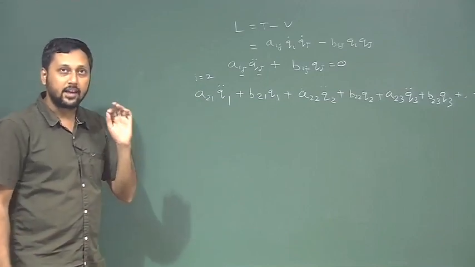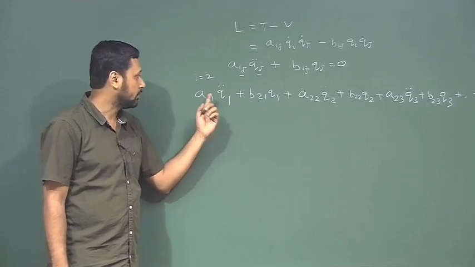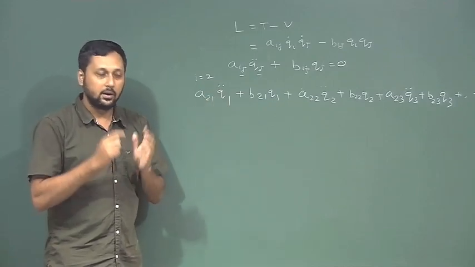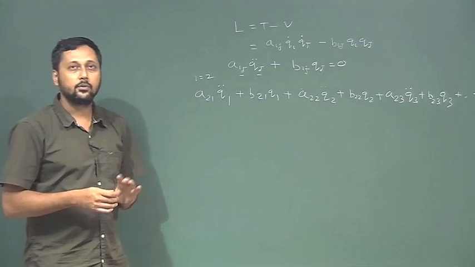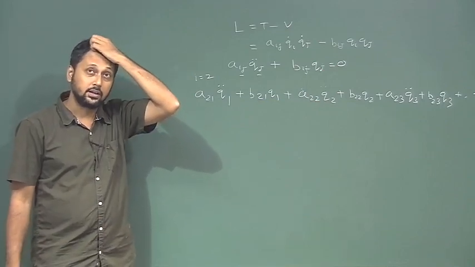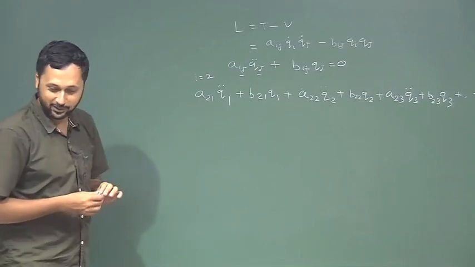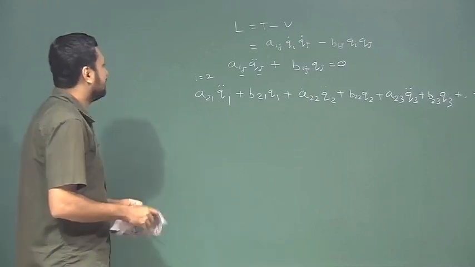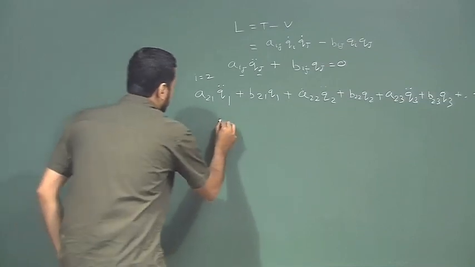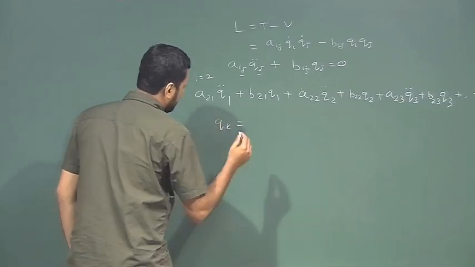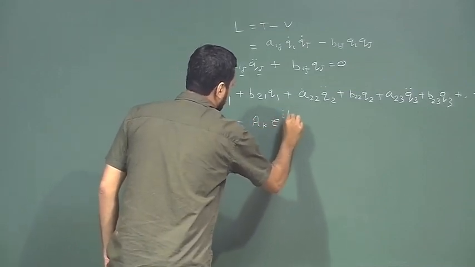And these are all simultaneous differential equations in the generalized coordinates q_1, q_2, q_3 up to q_n. On the right hand side of each of these equations we have a 0. But if we take a trial solution of the form q_k equal to A_k e to the power i p t.